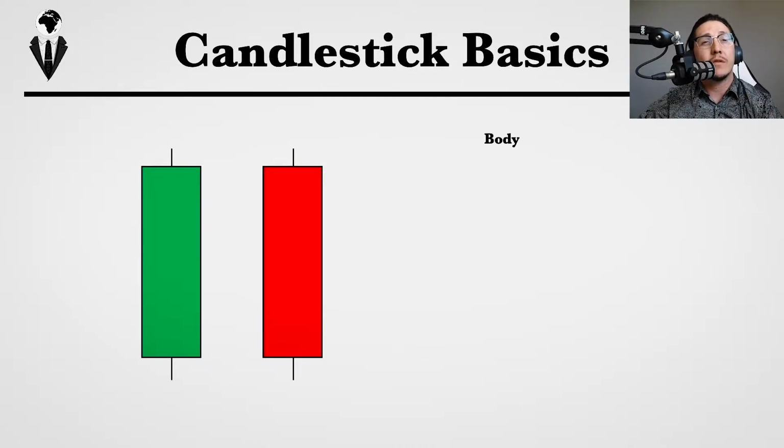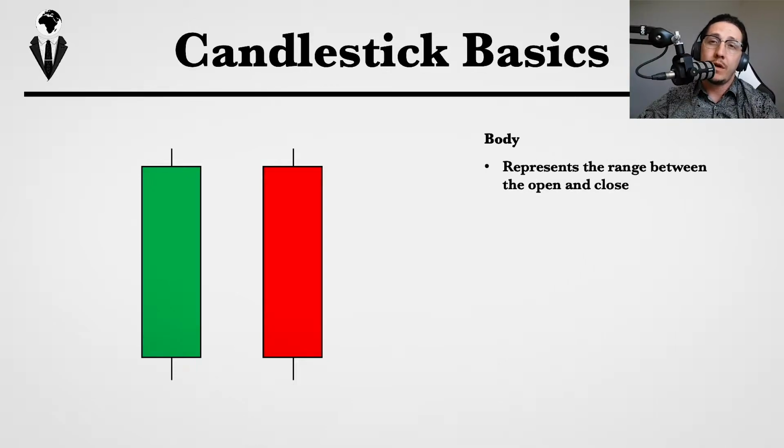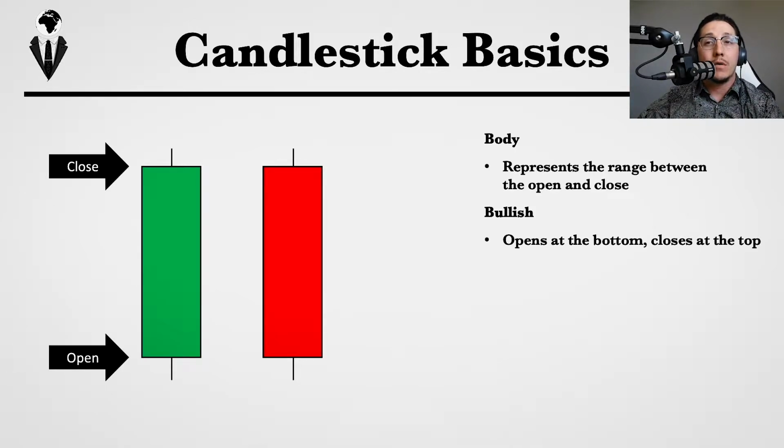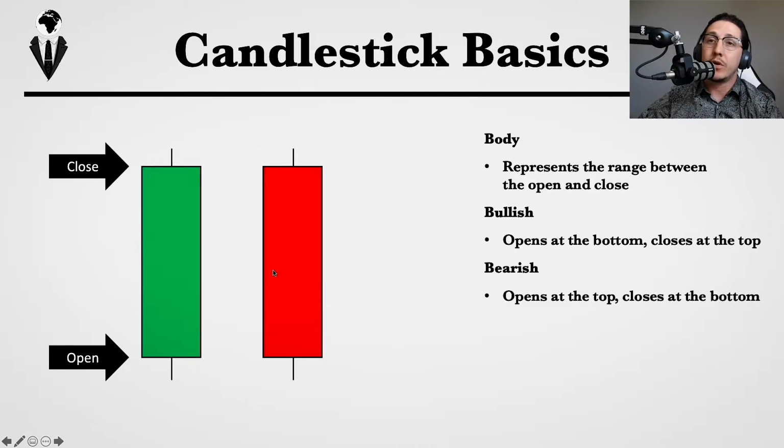So what does the body represent? It represents the range between the open and the closing price. So where is the open and the closing price? Well, on a bullish candle, which is going to be this green one right here, we have our open price at the bottom and our closing price at the top. Now, if we're looking at a bearish candle, which is going to be this red one right here, we're going to have the opening at the top, closing at the bottom.